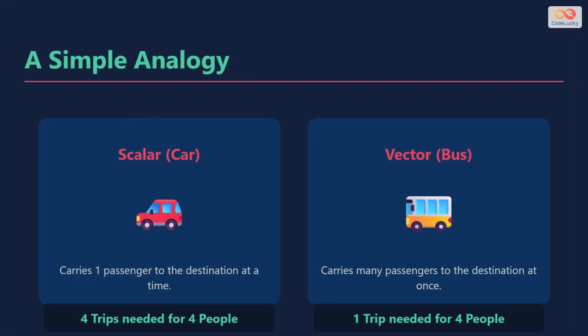Think of it like transporting people. Scalar processing is like using a car. If you have 4 people to transport, you have to make 4 separate trips. Vector processing is like using a bus. You can put all 4 people in the bus and transport them to the destination in just one single trip. Both get the job done, but the bus is much more efficient for groups.